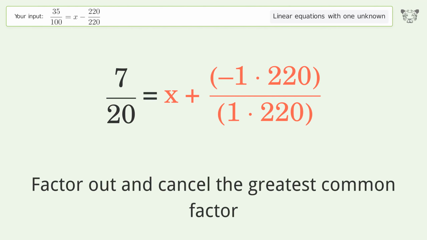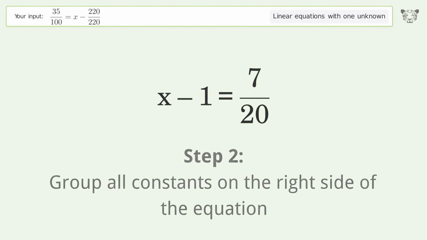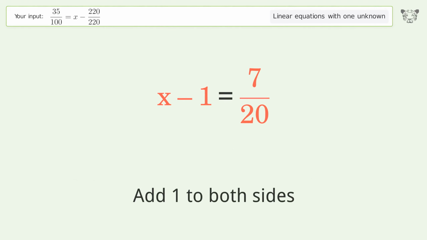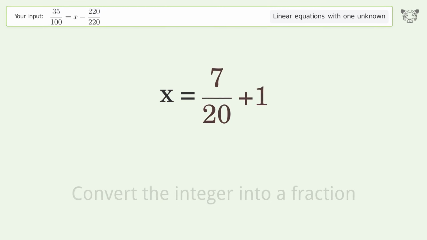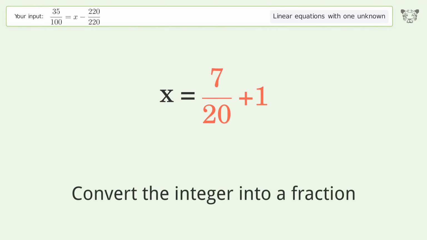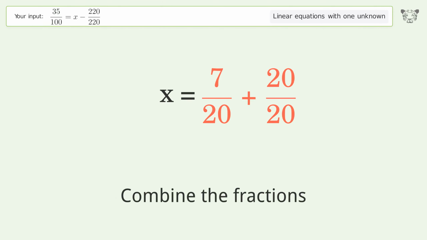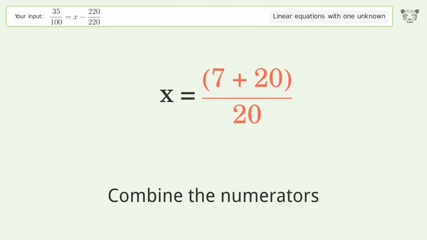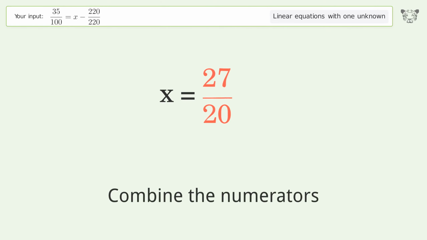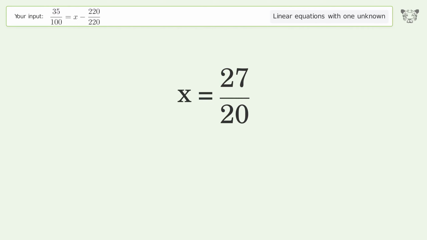Group all constants on the right side of the equation. Add 1 to both sides. Simplify the arithmetic. Convert the integer into a fraction. Combine the fractions. Combine the numerators. And so the final result is x equals 27/20.